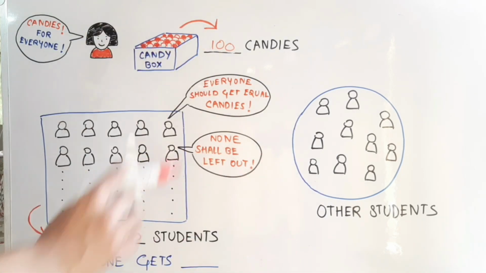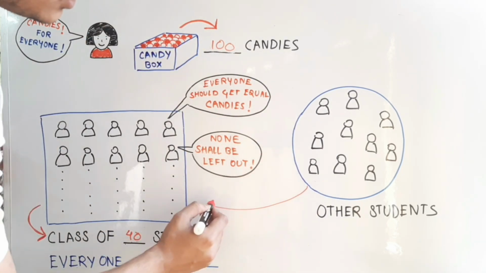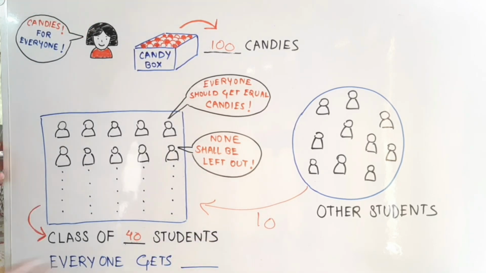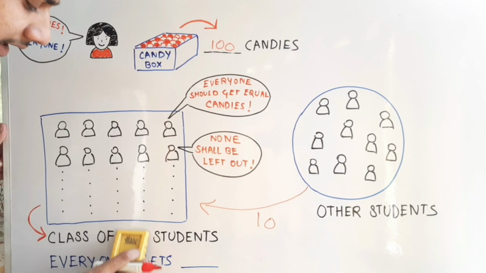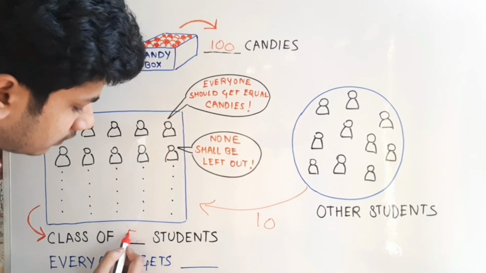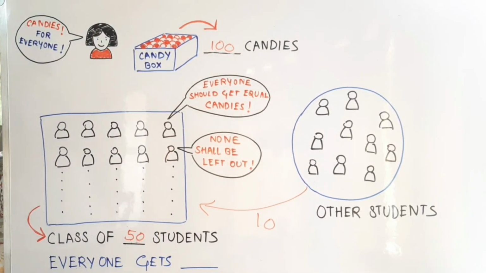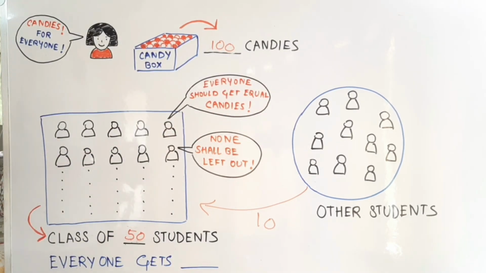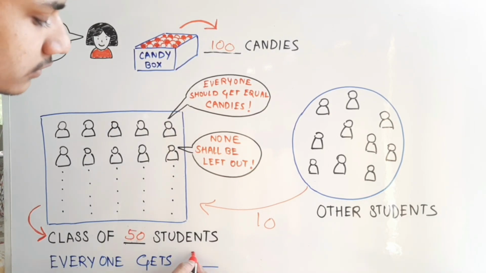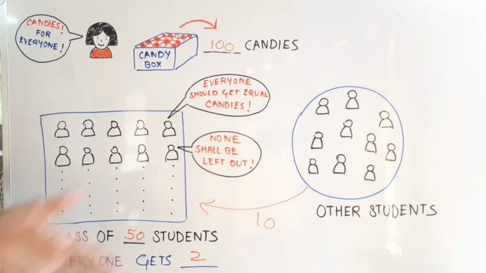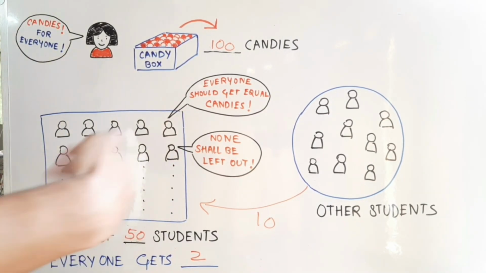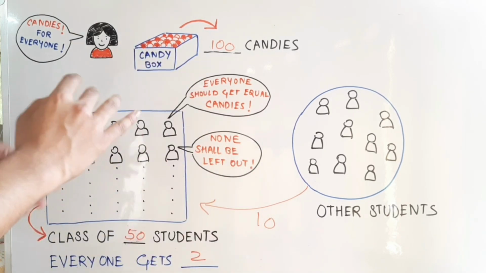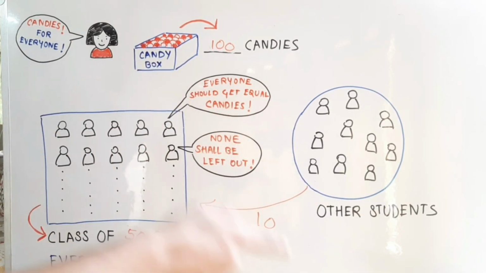Suppose the teacher gets an idea and brings 10 other students from outside the class. Now, the total number of students inside the class turns to 50. 100 candies and 50 students. Now the teacher can easily divide 100 candies among 50 students by giving 2 candies to each student. Problem solved. In the next situation, there will be a problem which will be totally unsolvable. Let's go forward and see that.